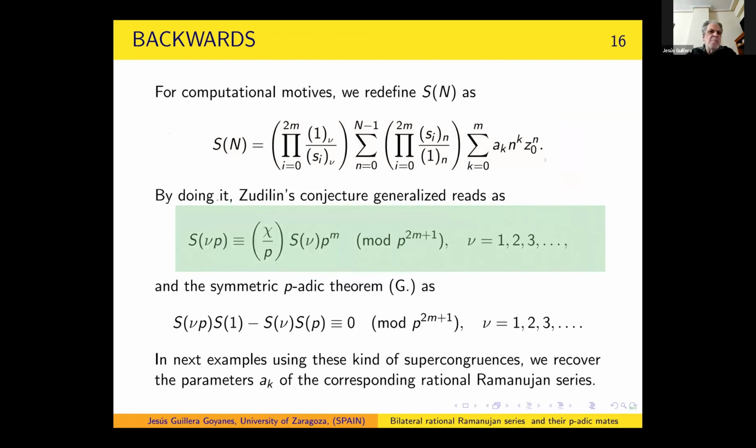Because now we are not using the factor of n to the m. And the symmetric p-adic theorem takes this form. And in the next example, using this kind of supercongruences, we recover the parameters s sub k of the corresponding rational Ramanujan series.